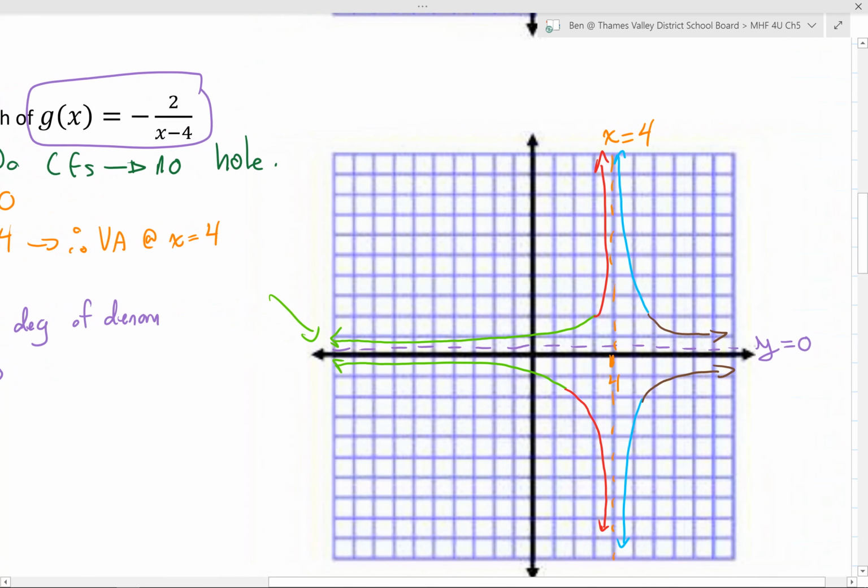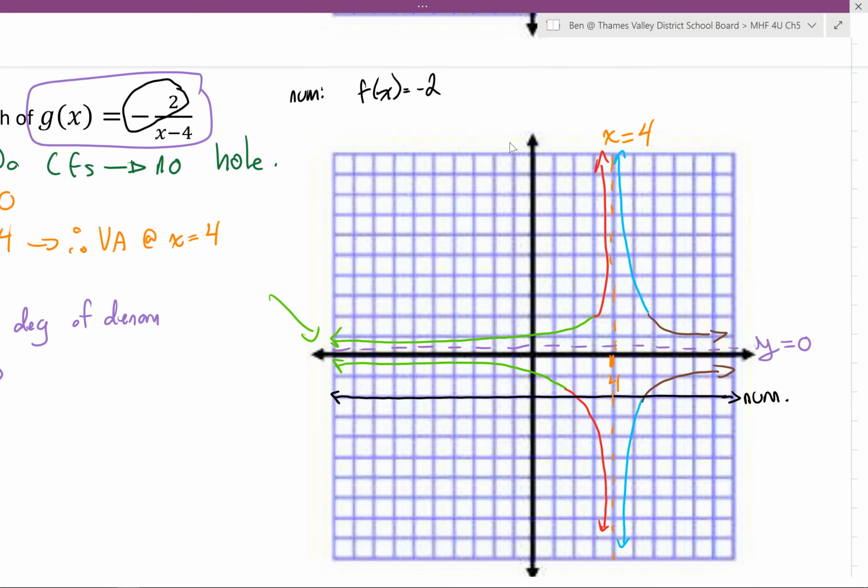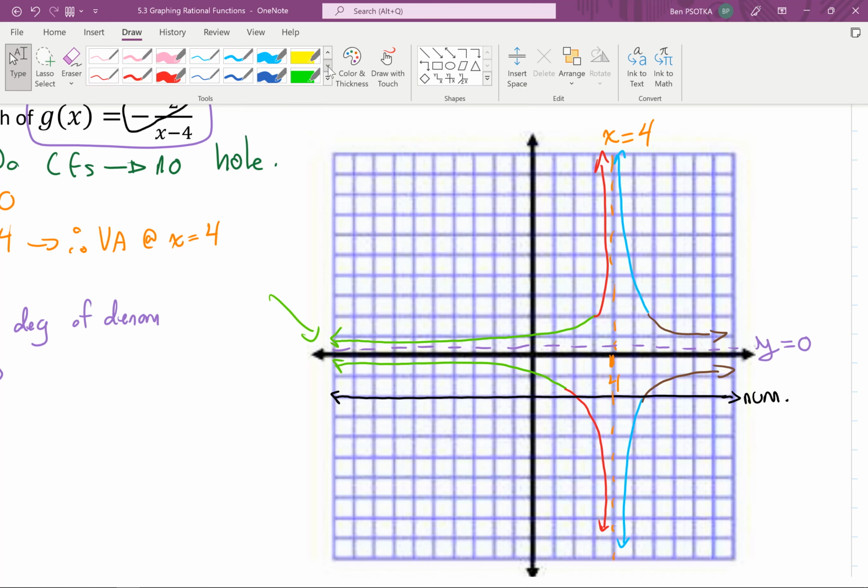We'll sketch my numerator here. It's kind of hidden in there, but my numerator isn't just 2. My numerator is negative 2. So we'll take that negative on. We'll call my numerator f of x equals negative 2. I can sketch that in right here, and I'm going to label it numerator just so I don't lose track of it.